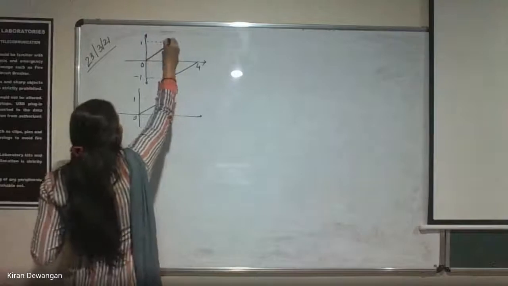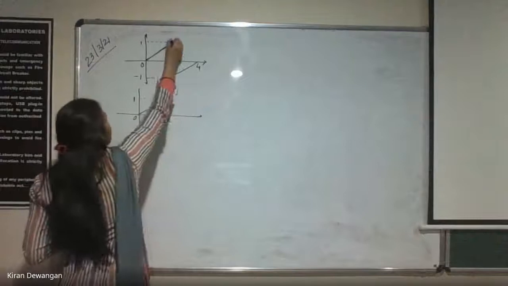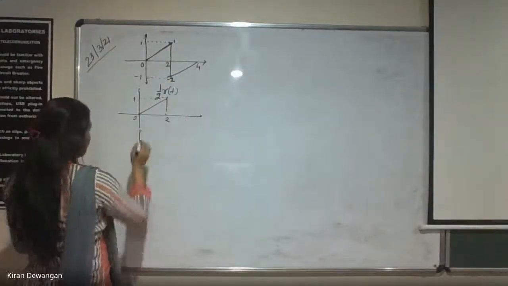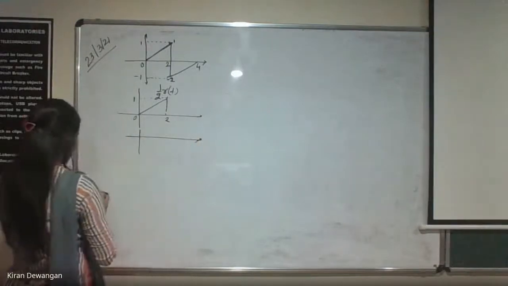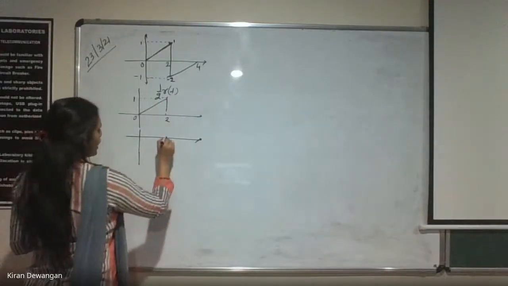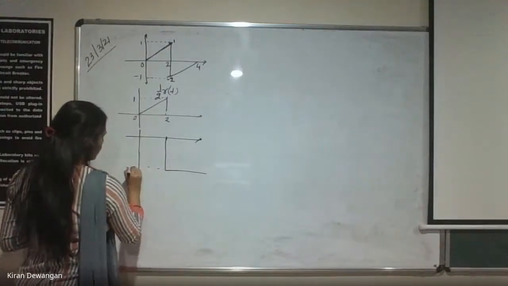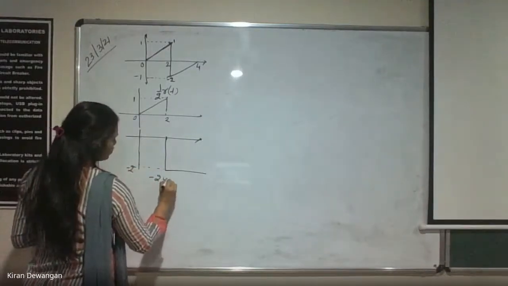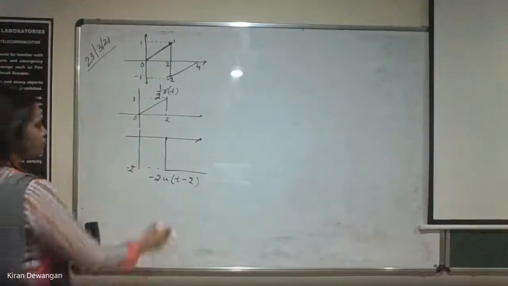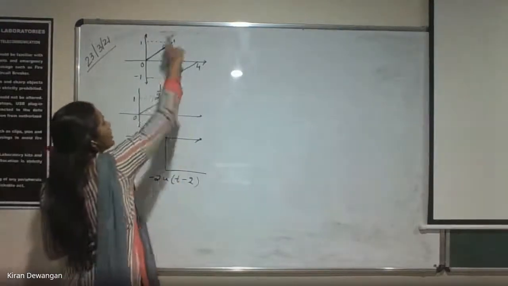Now we need a drop from here to here. Clear? Now the drop is from 1 to -1. So hence we have taken another signal which is a drop, that is from 2, and that signal is -2 u(t-2). This is -2 u(t-2). Now this was needed because we wanted this drop.